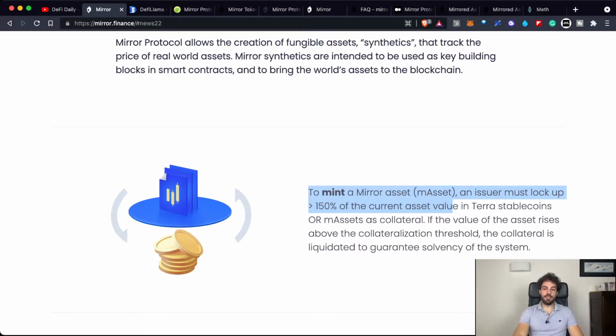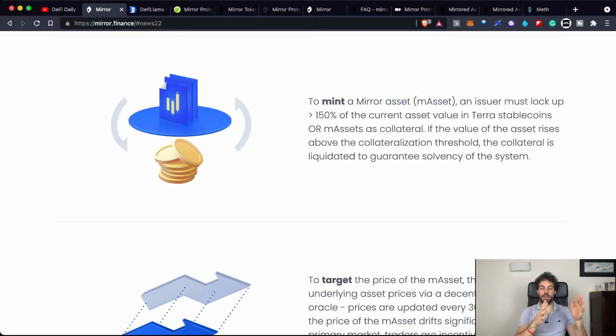A MIR asset is something that you can issue with a collateral of at least 150%. How does it work? You can use your collateral to mint some kind of asset. The M assets that are available are decided by the governance. So when the governance whitelists a new asset, users will be able to mint it through the MIR protocol platform. And to do that, you will need 150% of collateral.